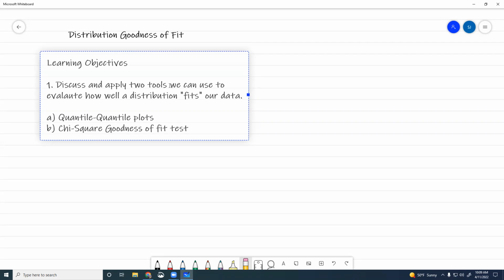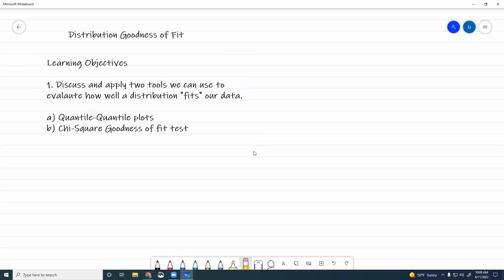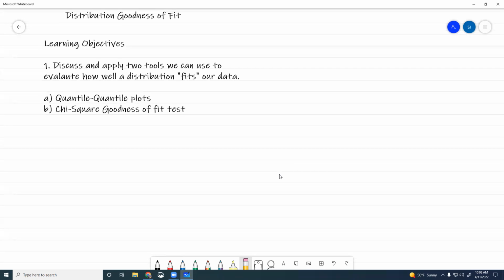Chi-square goodness of fit test, and that's this funky symbol. I don't think I'll be able to tape it in, but I'll draw it out. Chi-square is like an X, but one of the bars is going to curve. Yep, so it's a Greek symbol. That's what we're doing today.